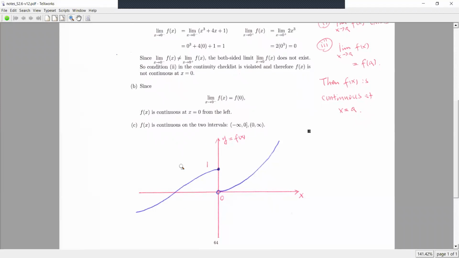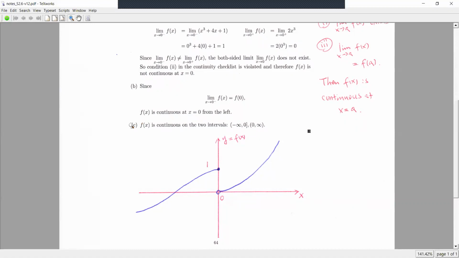From this diagram, we can see that the function f is continuous at the point 0 from the left side because the solid point is here. If the solid point is here, then the function is continuous from the right side. But now the solid point is here, so continuous from the left side.